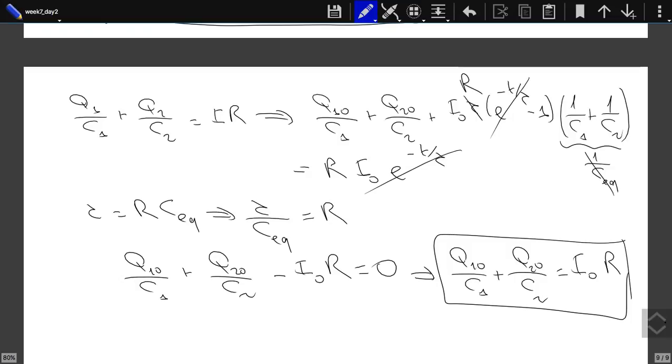Well, look at here. I have I0 times R times e to the power minus t over tau. On the right-hand side, I also have the same term, I0 times R times the same exponent. I have the same term on the left and the same term on the right. So they cancel.